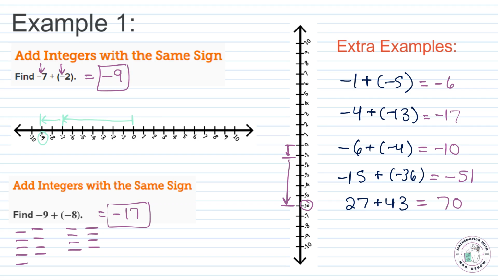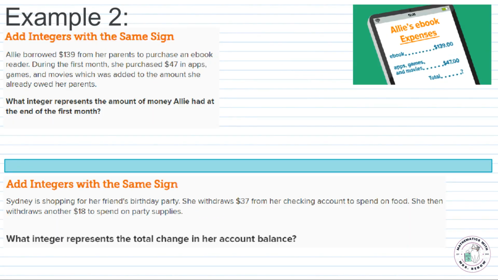So the last thing we're going to do in this video is take a look at some story problems. Integers, there's a lot of keywords that indicate whether it's positive or negative. So for this first one at the top here, it says Allie borrowed $139 from her parents to purchase an ebook reader. During the first month, she purchased $47 in apps, games, and movies, which was added to the amount she already owed her parents. So what integer represents the amount of money Allie had at the end of the first month? So I noticed that she's borrowing $139, and then she's purchased $47 worth of apps, games, and movies. So this is getting added to the amount that she already owed to her parents.